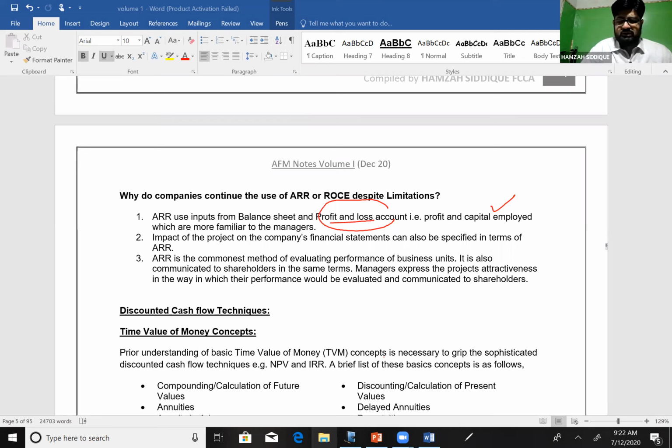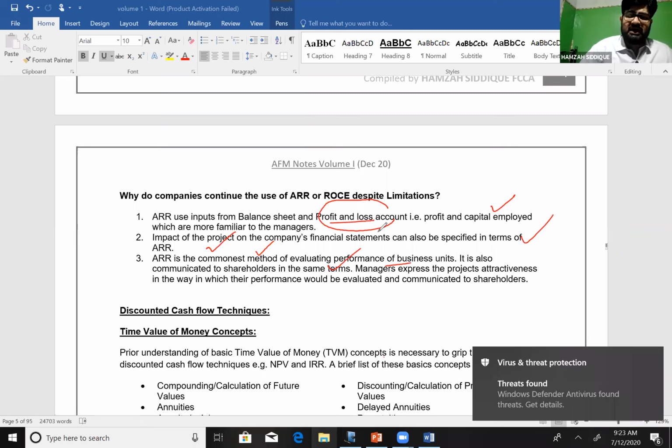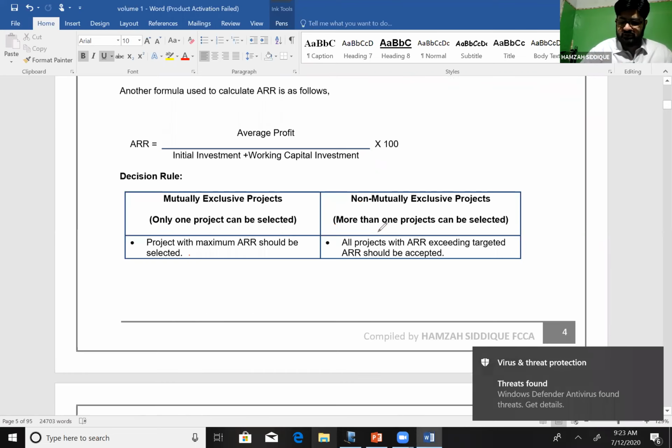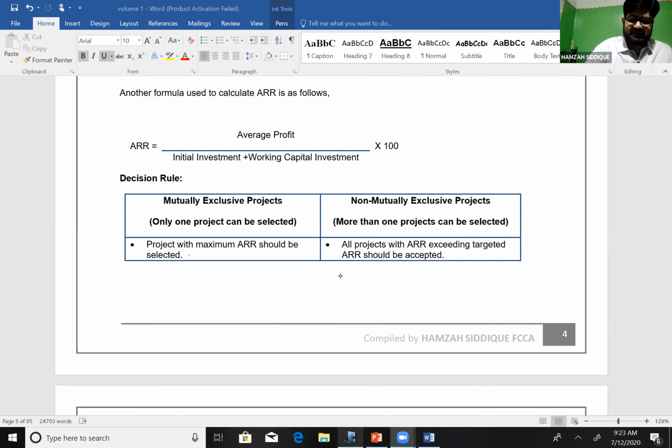Of course the answer is given in percentage, and it is the commonest method of evaluating performance of the business unit, and easy to communicate to shareholders. But there are some drawbacks as well. Let me write some drawbacks of this method as well.